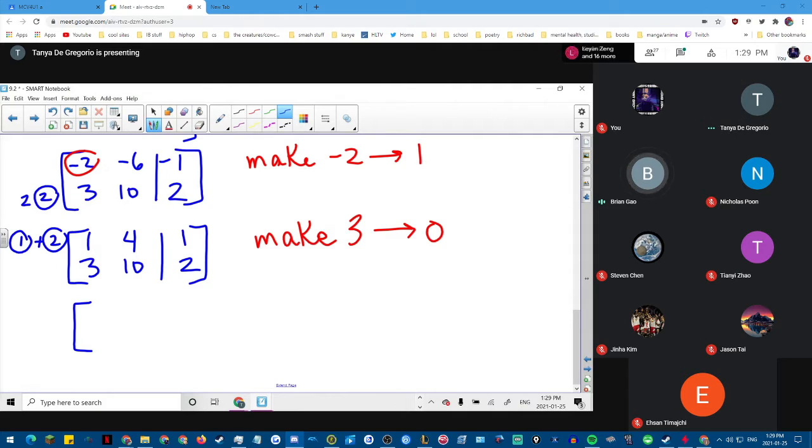2 minus 3, 1. Yes. I'm going to take equation 2, and I'm going to subtract 3 times equation 1 to give me 3 minus 3, which is 0. And it's going to give me 10 minus 12, which is -2. And it's going to give me 2 minus 3, which is -1. And I'll leave this alone.